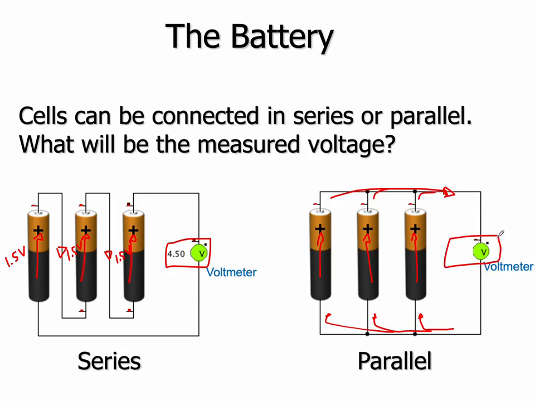The answer is it just reads 1.5 volts. Why? The charge either goes through this one and gains 1.5 joules per coulomb, or this one, but it doesn't go through all three of them.